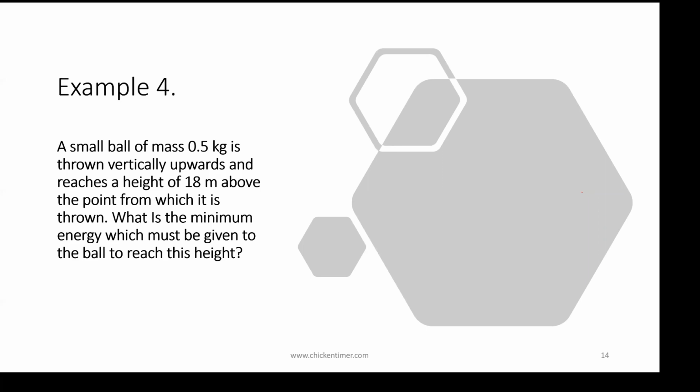GPE equals mgh. Then 0.5 times 10 times 8. 19, yeah, 96. No issue. Wonderful.